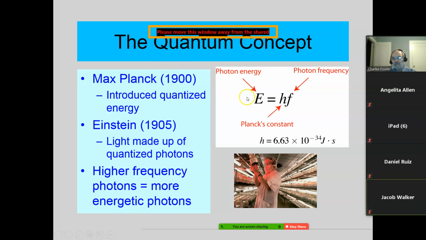Little packets of energy. They were quantized. And here was his formula. This is the energy of a photon of light, basically. One little packet of energy of light.